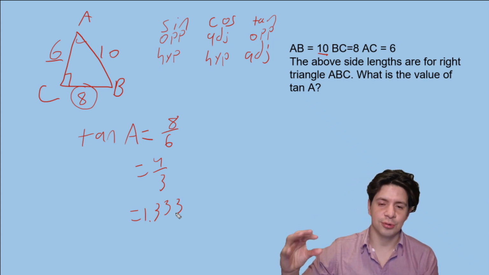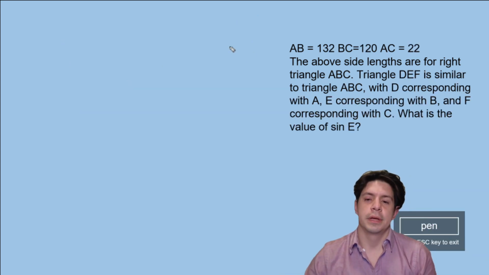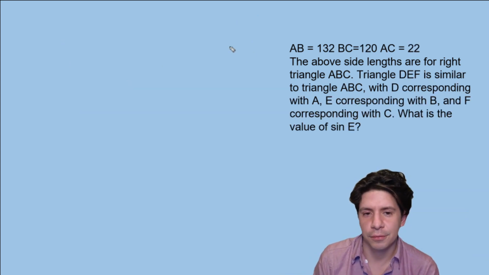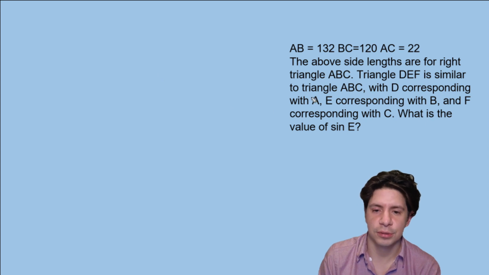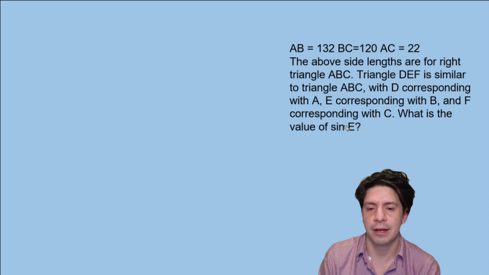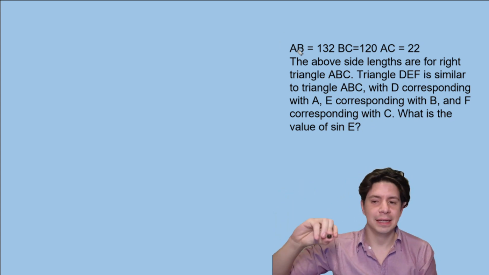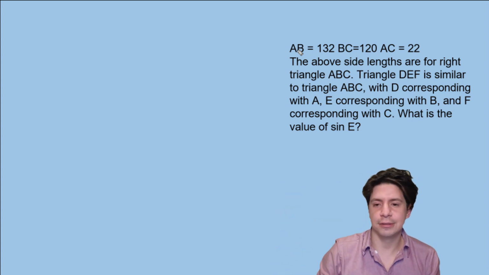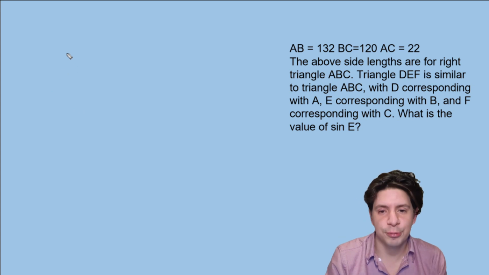So the next question should sort of step it up just a little bit, but we're still using the same concepts, okay? Okay, so in this one, the above side lengths are for right triangle ABC. Triangle DEF is similar to triangle ABC with D corresponding with A, E corresponding with B, and F corresponding with C. What is the value of sine E? Okay, so this one stepped it up, right? Because now we're talking about this other triangle, which we don't have the values of, but we're told it's similar to this triangle. So everything should be proportional. And because it's proportional, they should have the same sine, cosine, and tangent values.